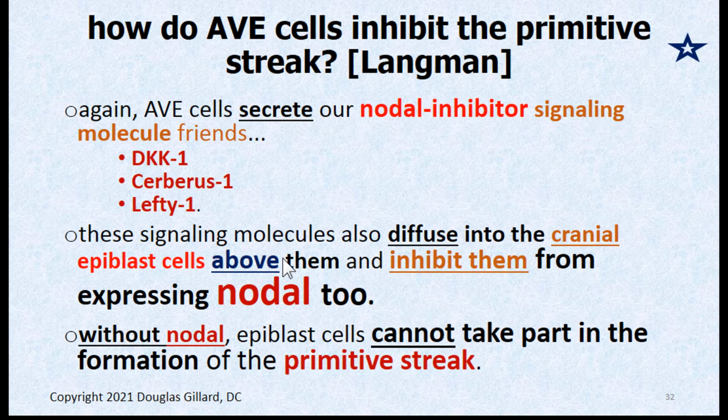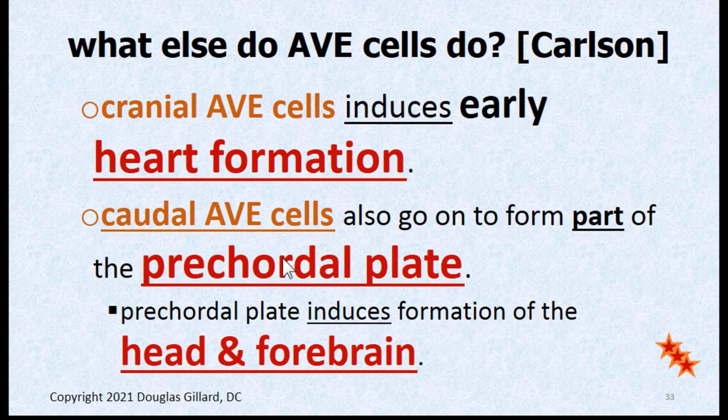So they inhibit nodal again. Kind of another nodal story. What else do these AVE cells do? This is an easy slide, a more typical board question slide. What do the AVE cells do besides inhibit the formation of the primitive streak? They're very important in forming the heart early on, the early heart structure, which we have to have. They're also involved in something called the precordial plate formation.